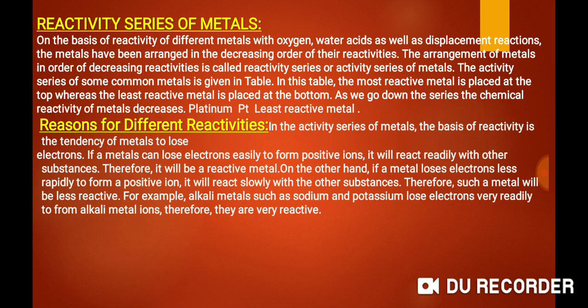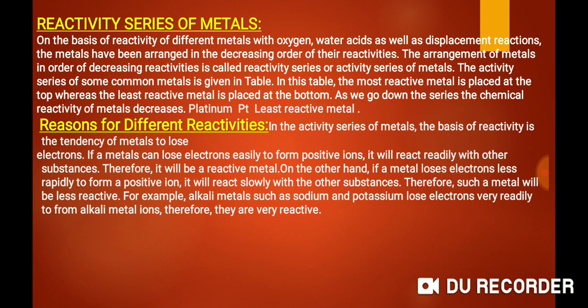Now, let us see a very important concept, that is the reactivity series of metals. Reactivity series of metals means the arrangement of the metals in decreasing order of reactivity. On the basis of the reactivity of different metals with oxygen, water, acids as well as displacement reactions, the metals have been arranged in decreasing order of their reactivity. This arrangement is called the reactivity series or activity series. The activity series of some common metals is given in the table. That table we will see in the next slide.